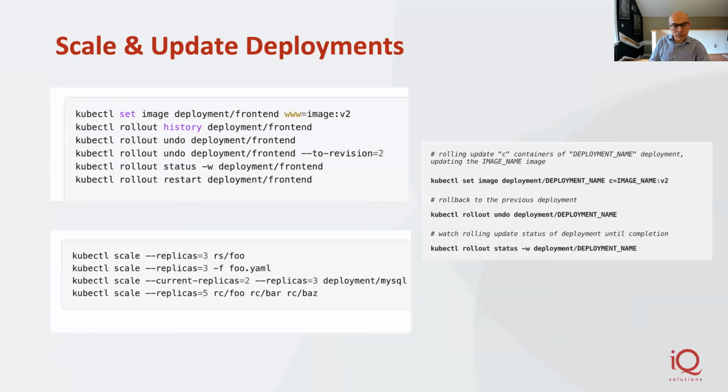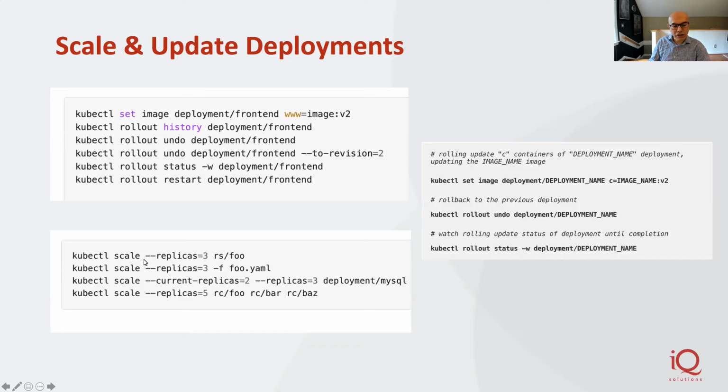These are some other kubectl commands you can do. You can change the deployment by just setting the image version. You can look at the rollout history. You can undo a deployment. You can roll it to a certain revision. You can just restart a deployment. And so these are all the rollout commands out here. And then at the bottom we have scale.